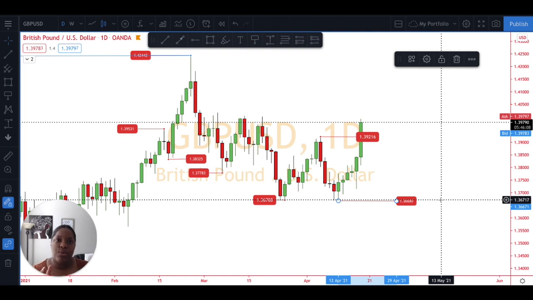I want to see a pullback. I don't want to buy high. So this is not a currency pair I'm interested in for the week. However, do you guys see how I'm using my 3 tips over and over again?